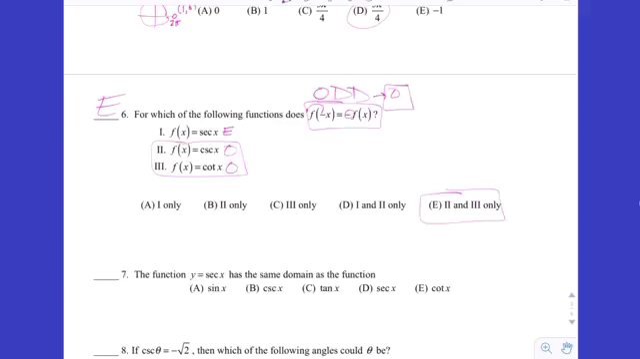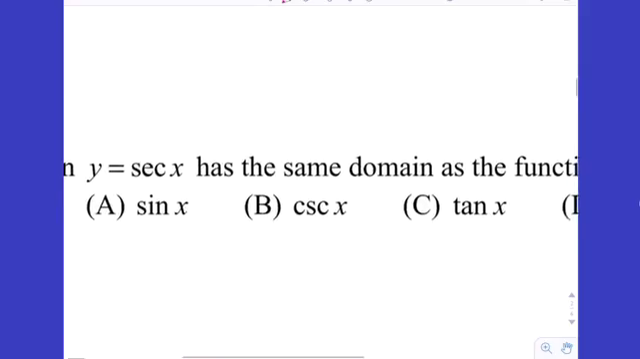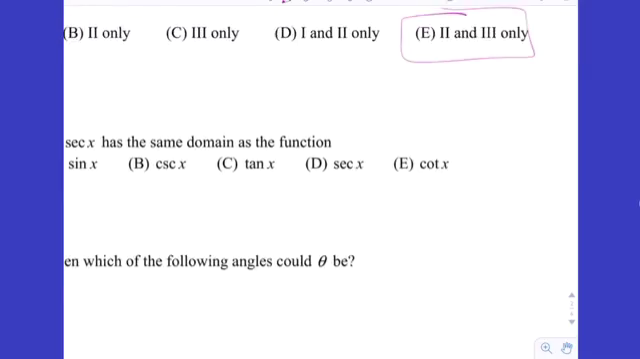I thought that until I started grading some of the tests for 4th period, and everyone was getting number 7 wrong. And I was like, why? Because I worked the key and I didn't find any errors until someone pointed out to me on their test, and I was like, 7 was the easiest question on the test. Okay, why? The function y equals secant of x has the same domain as which of the following functions?